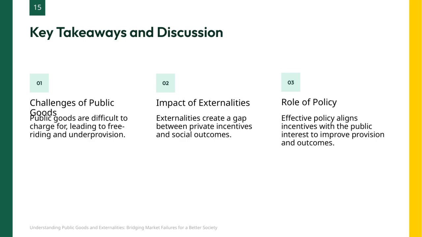Second, externalities create a disconnect between private incentives and social outcomes. In other words, what benefits an individual or a company doesn't always align with what's best for society as a whole, which can cause inefficiencies. Finally, the role of policy is crucial here. Effective policies align individual incentives with the public interest, helping to improve both the provision of goods and overall outcomes. These 3 points together highlight the complex interplay between public goods, externalities, and policy in achieving social welfare goals.